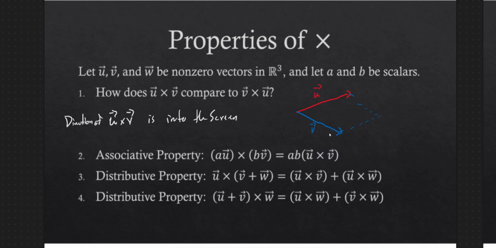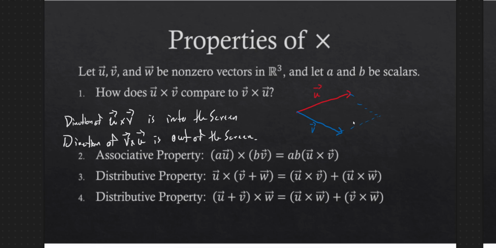So what about V cross U? Do this in the other direction. Point your fingers in the direction of V and then curl them in the direction of U. So I'm pointing my fingers downward with V, and then I need to curl them up to go in the direction of U. So my palm has to be facing up relative to the computer screen, and when I curl them in the direction of U, my thumb points out of the screen. So the direction of V cross U is out of the screen.